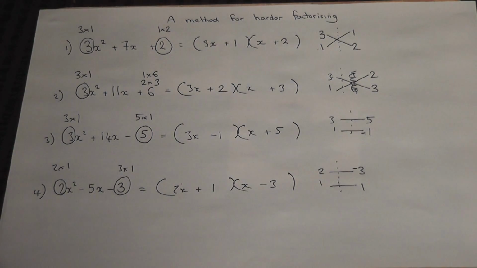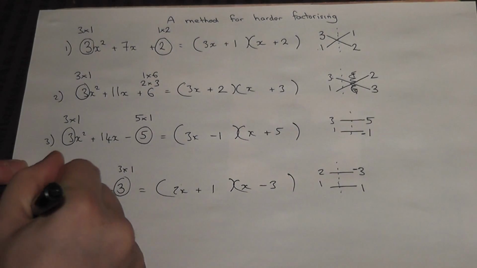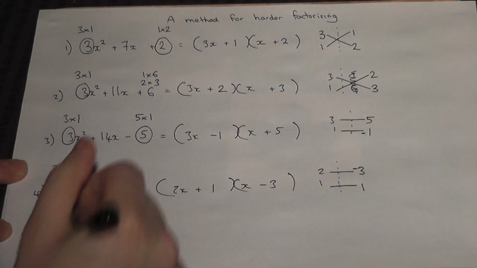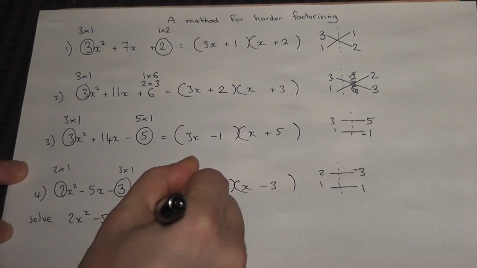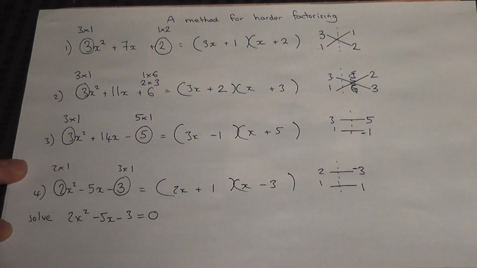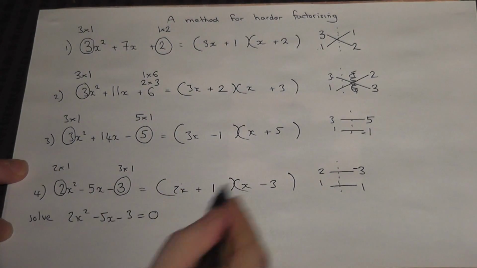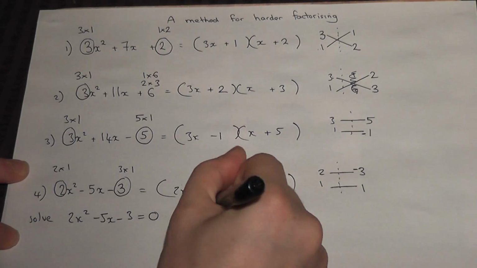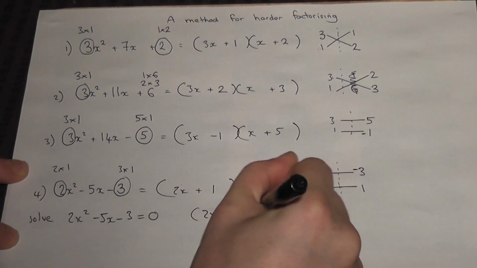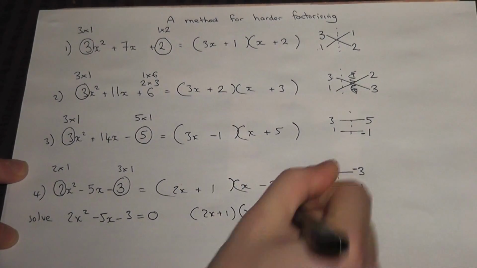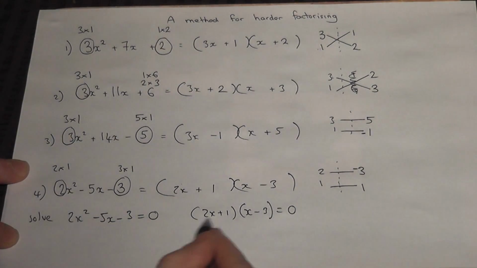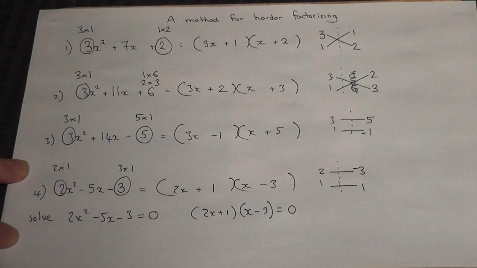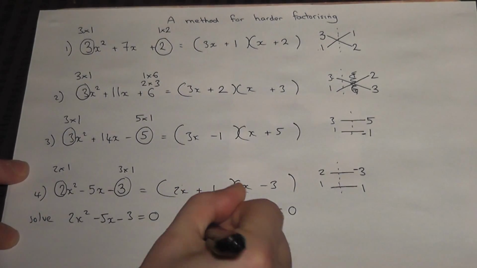I'll just finish by talking through one application of this. Suppose you were asked to solve 2x squared minus 5x take away 3 equals 0. Because we have factorised this into brackets, this is the same as 2x plus 1, x minus 3 equals 0. Now if two things times to make 0, these factors must be 0. So either 2x plus 1 equals 0.